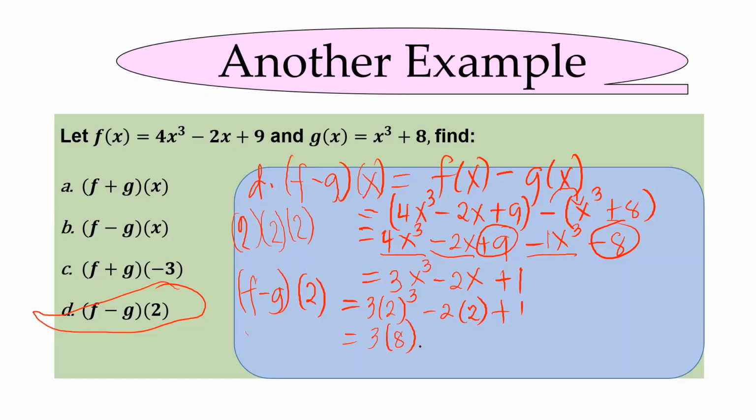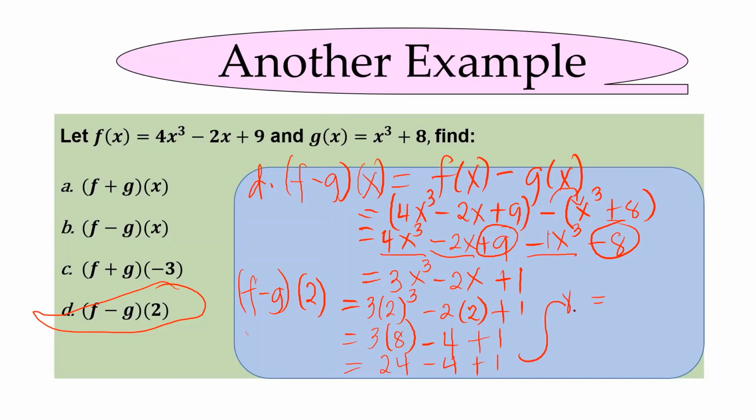Positive 8. Minus. Okay. Minus siya because negative 2 times positive 2 is negative 4. So, minus 4 pa din siya. Plus 1. Bring down lang. And then, we have here positive 3 times 8, that is 24. Minus 4 plus 1. Bring down lang.